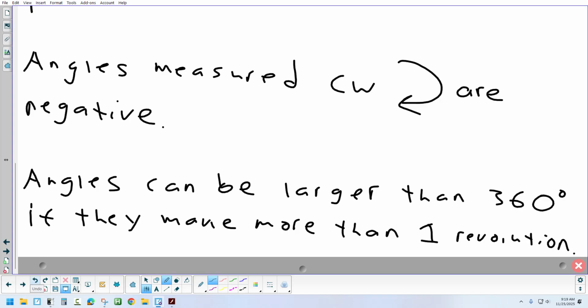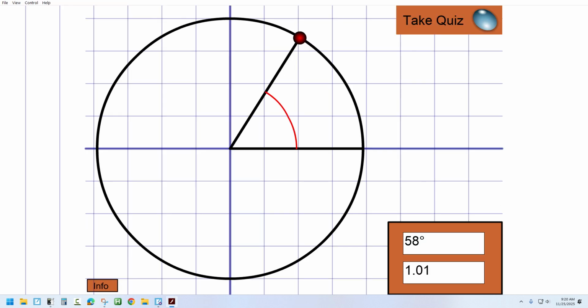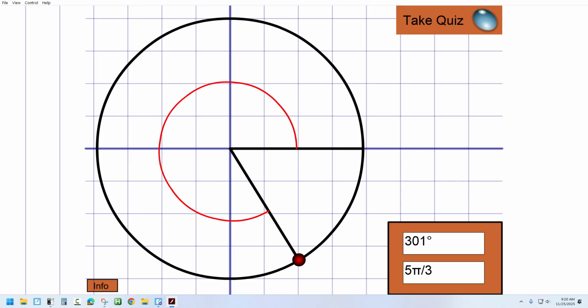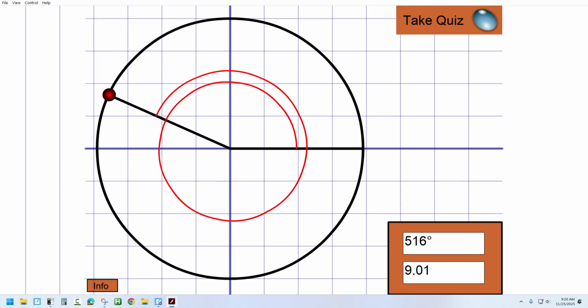Angles can definitely be larger than 360 degrees when we're talking about revolutions on a circle, and it just means you've gone around more than once. So the way that this program shows it is that the red arc kind of starts to turn into a spiral. That's how it would show you've gone around more than once.